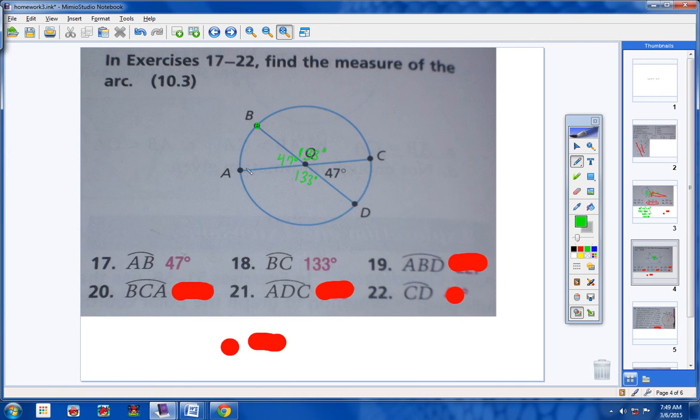Number 19, A, B, D. So from A all the way to B, all the way to D. We've got quite a few angles here, guys. It's all these angles here: 47 degrees, 133 degrees, and 47 degrees. So if you add all those angles up, 47 plus 133 plus 47, you're going to get 227 degrees.